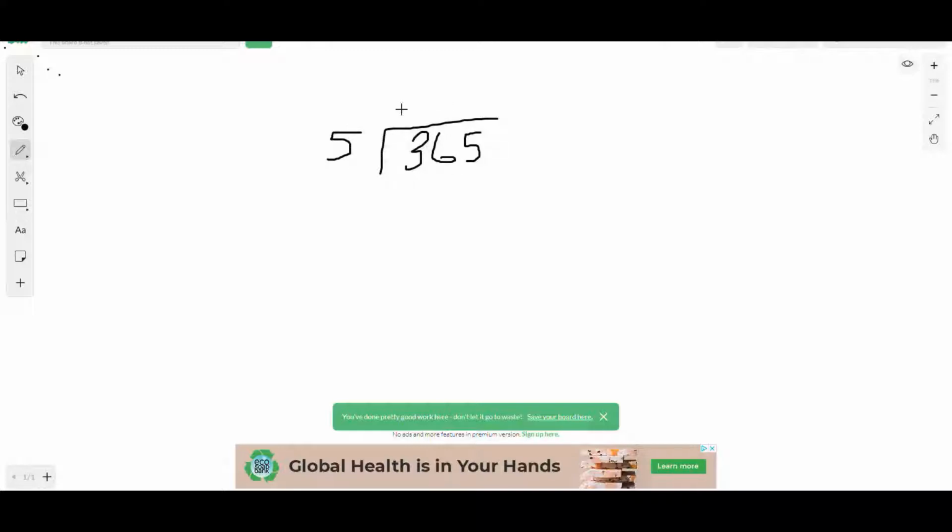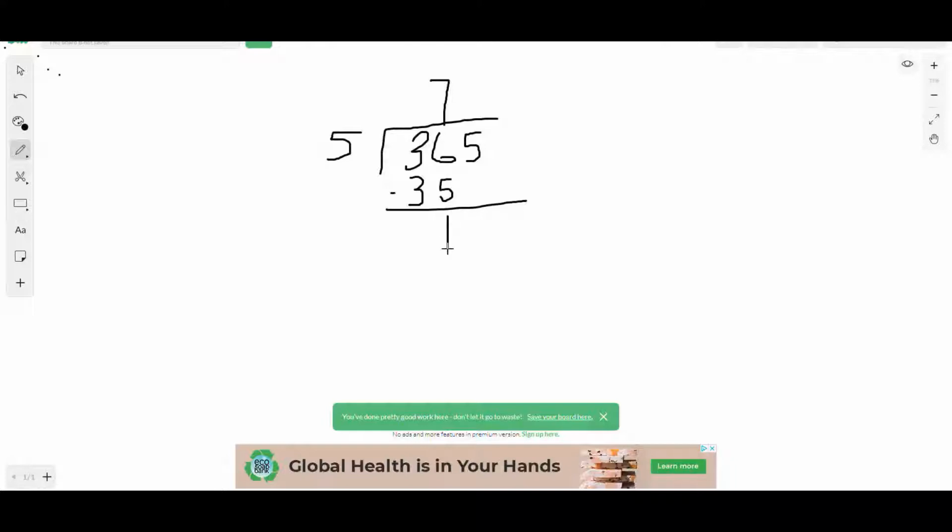How many times can 5 go into 36 without going over? Let's try 7 times. Now we're going to multiply. 7 times 5 is 35. And then we put it under the number we're working with, and we subtract.